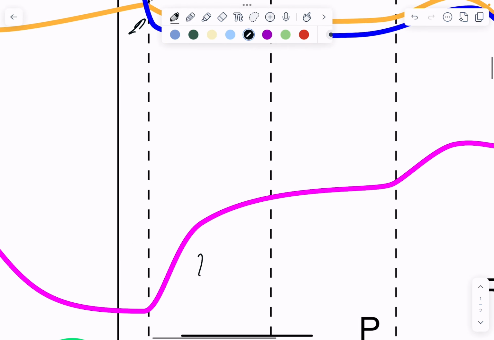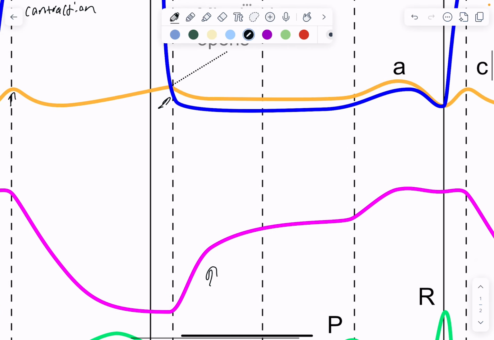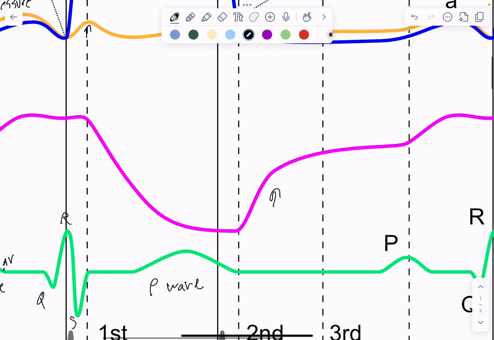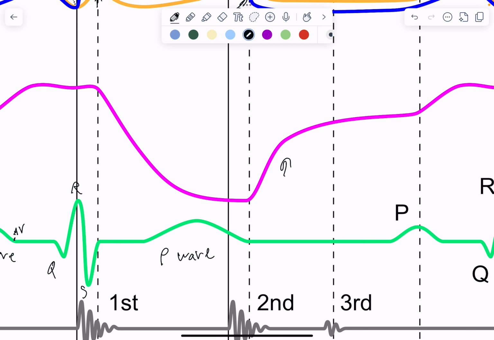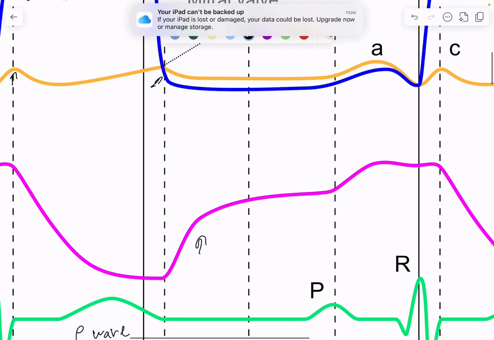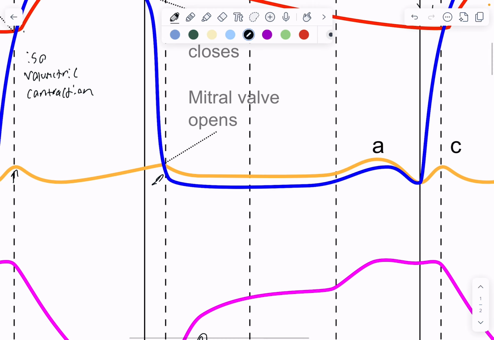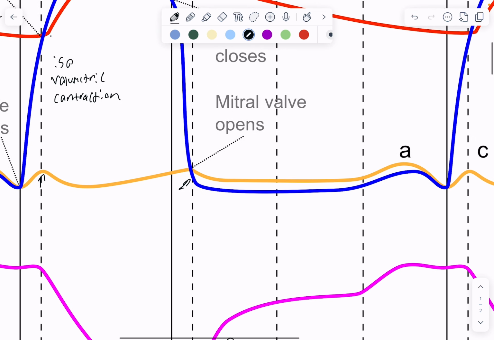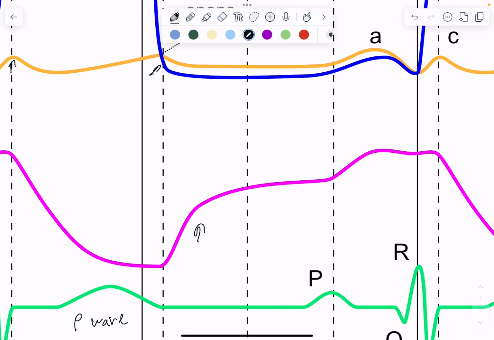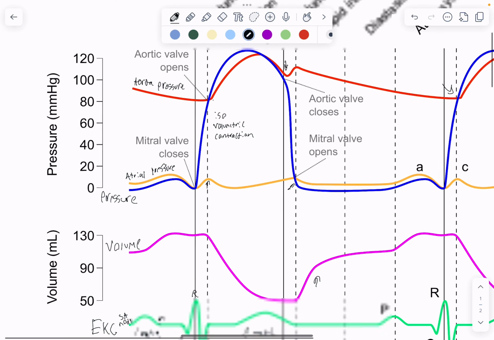Then the passive filling right here. We can prove the passive filling is happening because if you look at the EKG, there's nothing signaling for a contraction occurring, and there's no systolic wave or any contraction signal, as well as the pressure. There's no pressure increase anywhere on the pressure trace, yet the volume is increasing significantly because of the diastolic filling of the ventricles. So that is proven there.